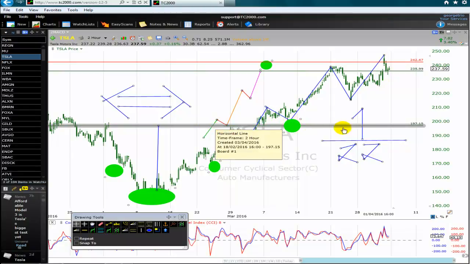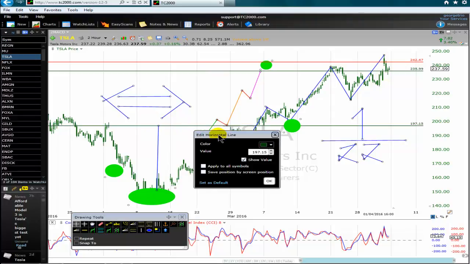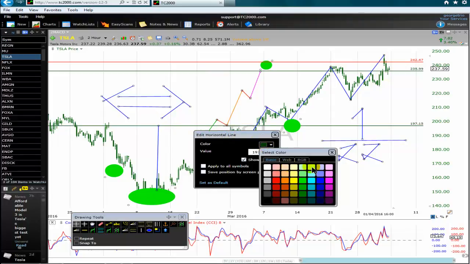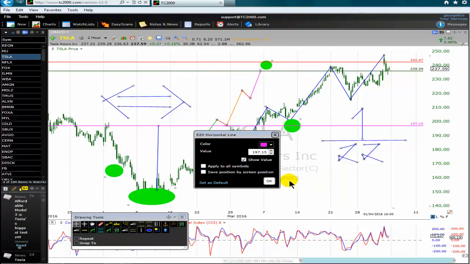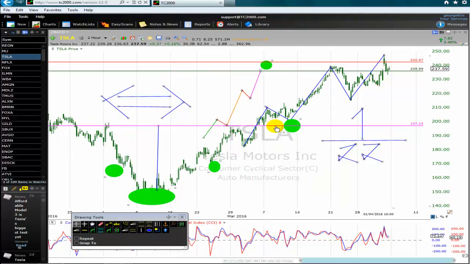So the neckline is this line here. Are you following me? Okay, let's color it pink to please the beautiful ladies. Here it is, gorgeous. So this is the neckline. For this bullish chart pattern to be validated, the price must display a higher low, which is right here.